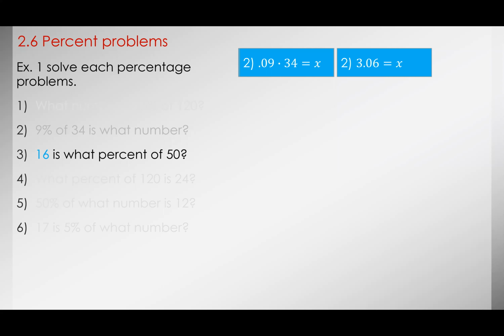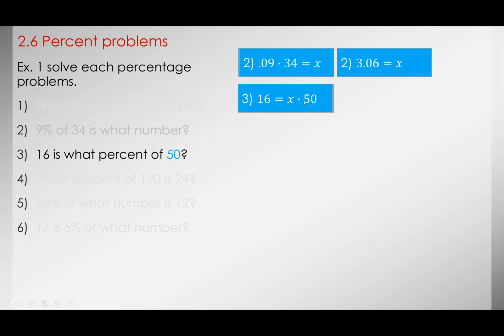We have 16, which is no sugar, no coating, right? 16 is just 16. The word is tells me that is equal. What percent? I don't know what percent, so I put my X. Of tells me to multiply. 50 is just 50, right? So looking at this, the difference between this number 3 problem versus number 2 problem is there is some number lingering with your X. Over there, there's nothing in front of your X, it's isolated, you're good to go.